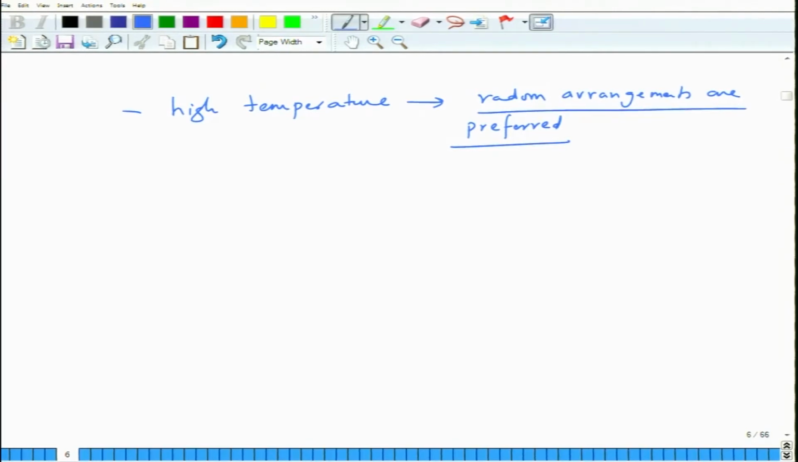Okay, typically lowering of temperature leads to ordering, which is mainly determined by lowering of enthalpy. Enthalpy is lowered, as a result your ordering takes place. We can also say ordering is also a function of concentration.